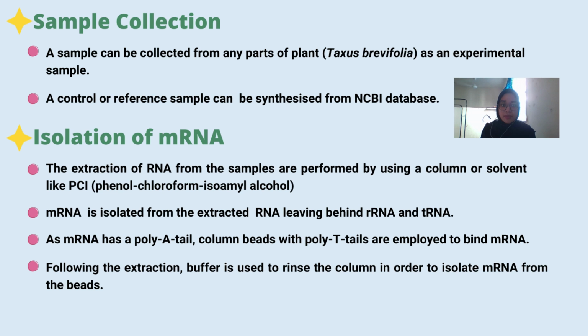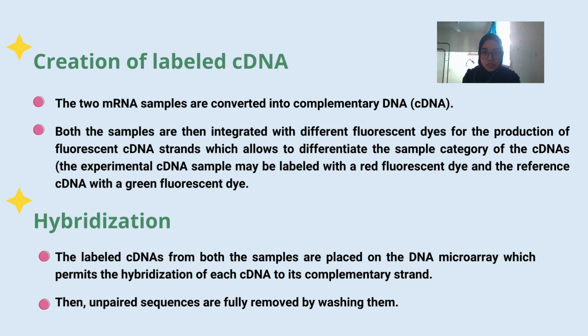For this question, the samples are collected from any part of Taxus brevifolia as an experimental sample, while the control sample is synthesized from the NCBI database. Second, the RNA is extracted by using PCI, and mRNA is isolated from RNA. Next, cDNA is prepared by using reverse transcriptase, labeled with two different fluorescent dyes, and hybridized to the microarray.